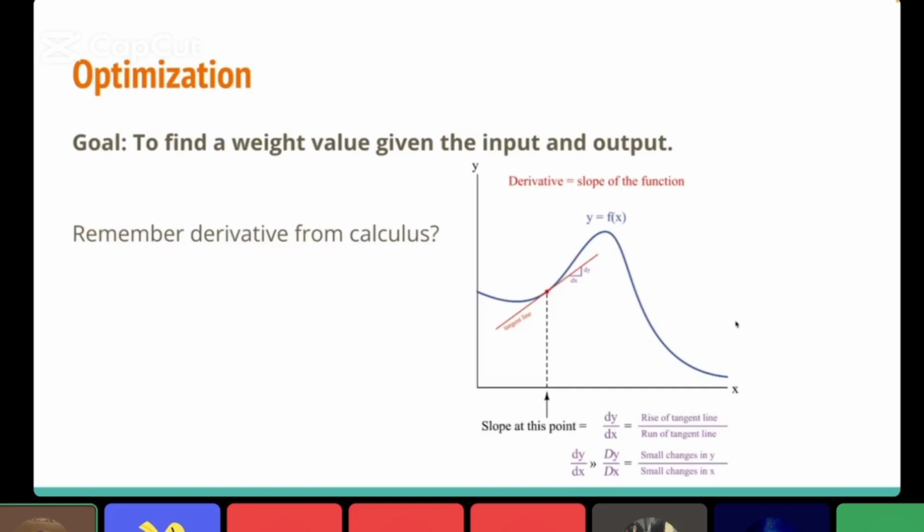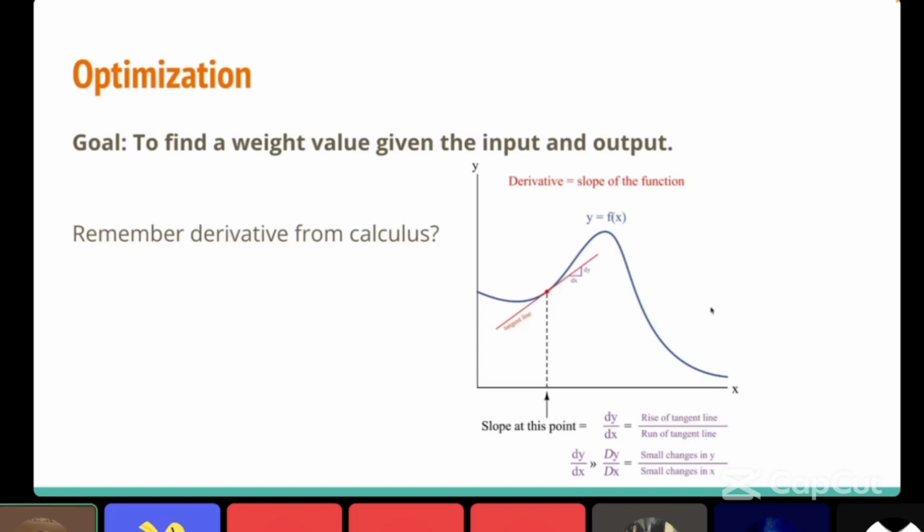All right, so obviously we can't do that by hand. One by one trial and error is out of the question. So we come to the optimization over here. The goal of optimization is to find the weight values inside the neural network for the given input and output.